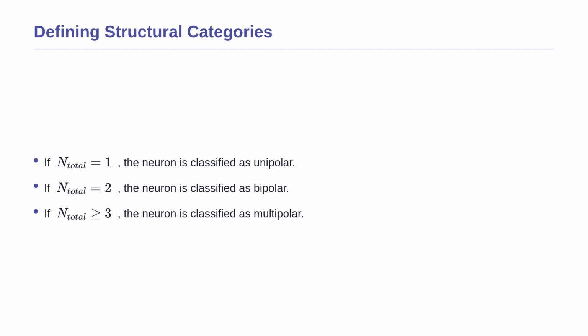As you can see, this simple numerical threshold system removes all guesswork. A scientist in one lab will classify a cell the exact same way as a scientist in another lab, ensuring consistency across all of neuroscience.